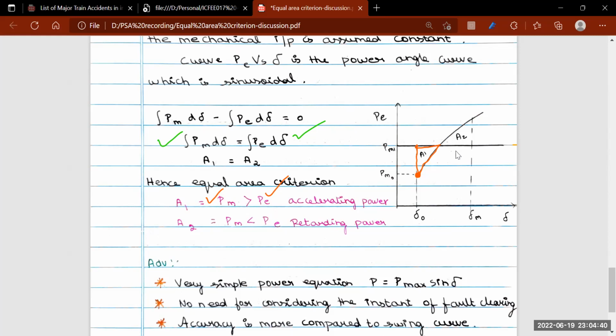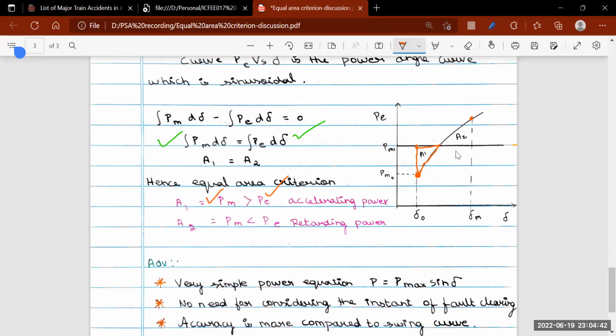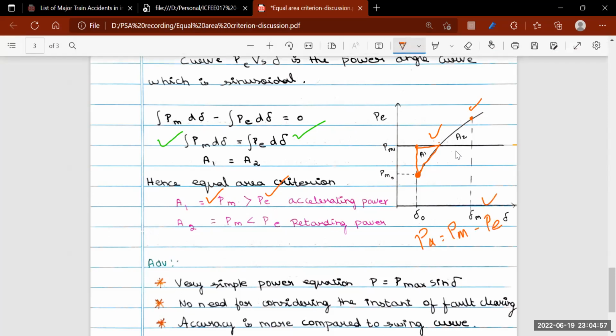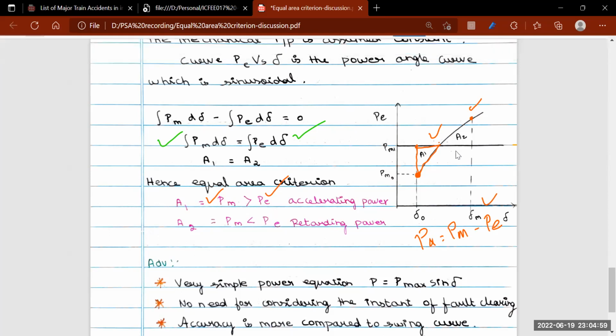And at this point, my electrical power is greater than the mechanical power. So what is my PA? My PA is equal to PM minus PE. PE is higher. Therefore, PA is negative, which represents the decelerating power. Therefore, I can conclude this.